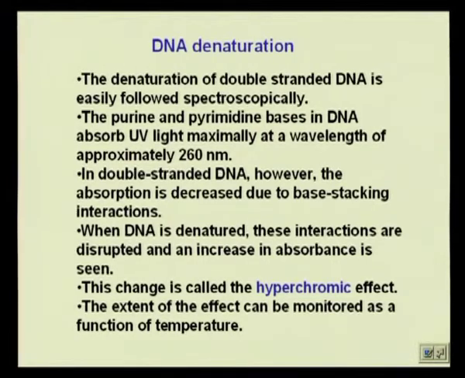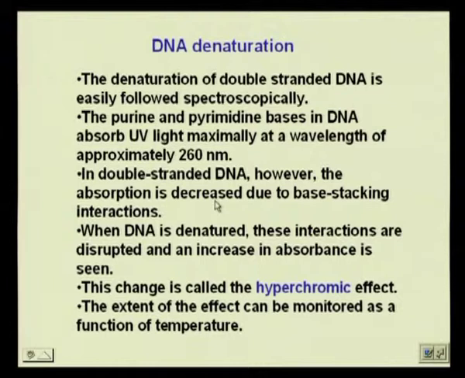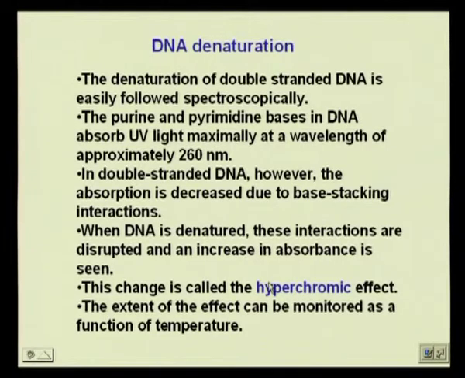Now, we can follow the denaturation of dsDNA by spectroscopy. The bases have a maximal absorption at 260 nanometers, not 280 like proteins. In double stranded DNA, the absorption is decreased due to the base stacking interactions, because you cannot see as much as you would see when they are single stranded. When DNA is denatured, these interactions are disrupted and you see an increase. This is called as hyperchromic effect. Why? Because it is more.